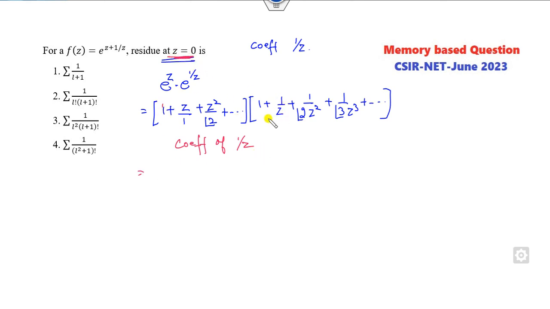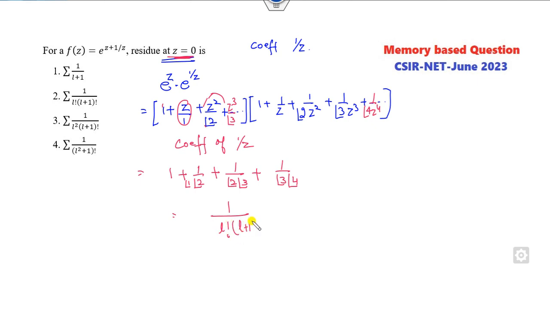The first term, the coefficient of 1, is 1. This term will be z square, so 1 over 2 factorial. This term will be z cube, so it is 1 over 2 factorial, 3 factorial. The next part will be z cube over 3, so it is z4, so 4 factorial, so 1 over 3 factorial, 4 factorial. What is that? I can write this as 1 factorial. So what is that? This is 1 over L factorial, L plus 1 factorial. So you can see the right answer is B, the correct answer of this problem.